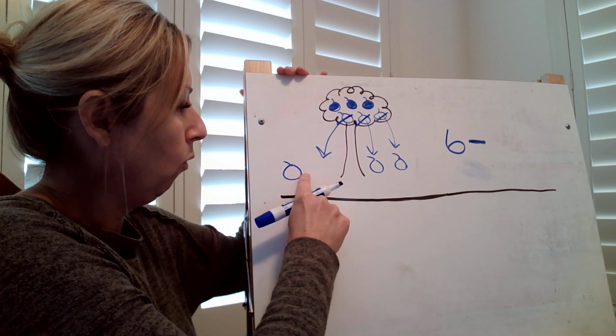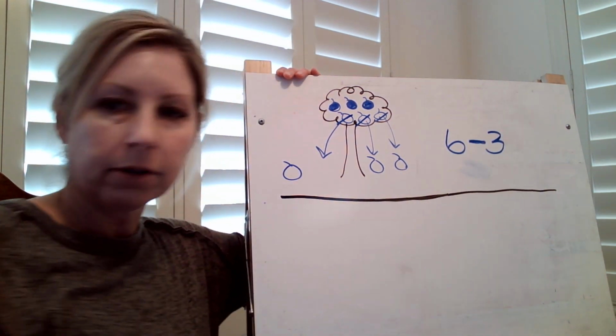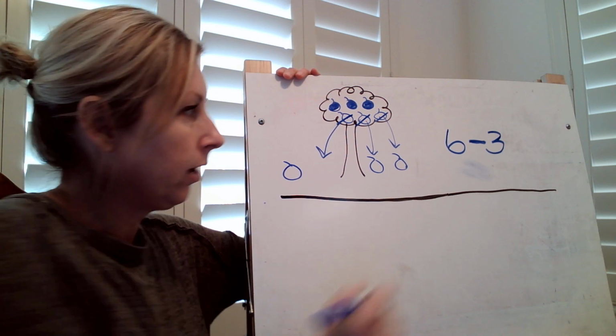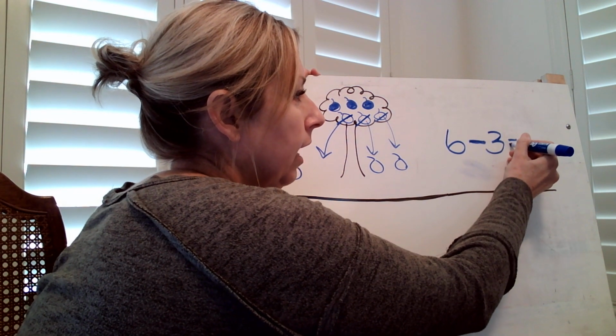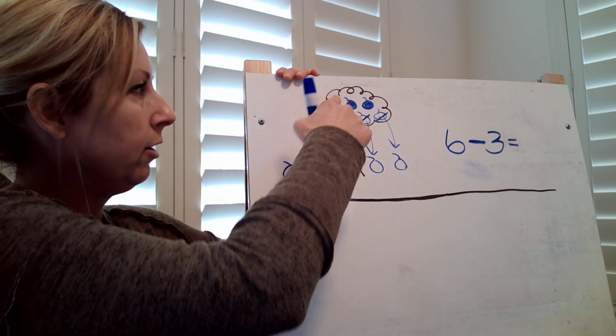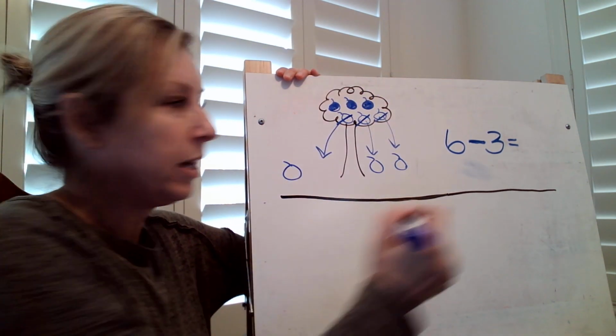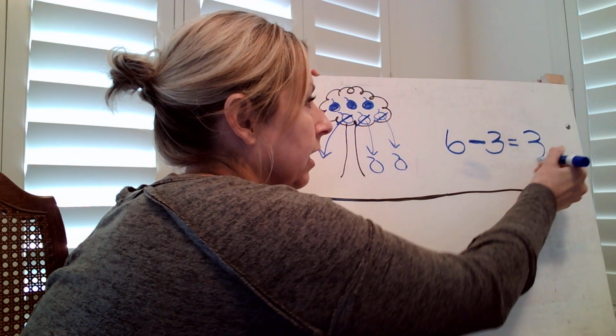There were 1, 2, 3 that fell to the ground. So then I go, well, how many do I still have left? How many did I still have left in the tree? Well, we looked up here and I had 1, 2, 3 left up in the tree.